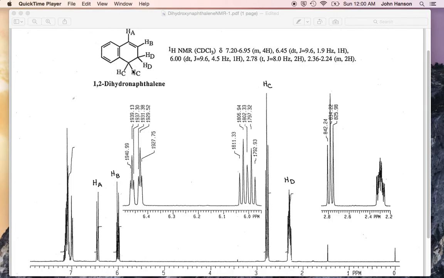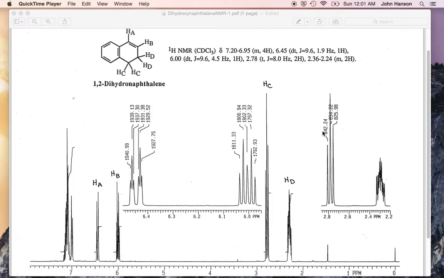So what kind of a pattern do you get for a proton which has 2 equivalent neighbors? Remember the n+1 rule? 2 plus 1 is 3, so that's a triplet. So when we look at HC here, it's a triplet, and I've shown a blown up version right here. So this is just this region blown up, and you can see there's a 1 to 2 to 1 ratio of these 3 peaks. You'll also see that I've labeled these with their chemical shift now in hertz rather than ppm. So although this comes at about 2.8 ppm, it comes at 842 hertz.